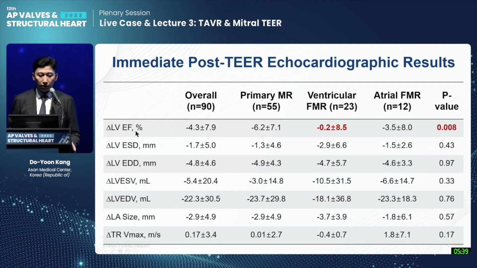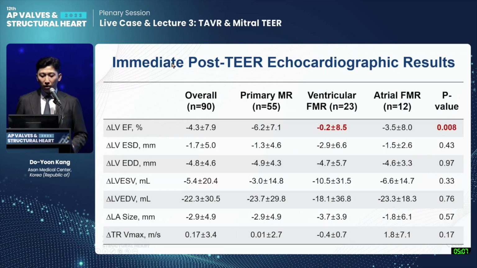And I checked the delta of the LV ejection fraction, and most patients had a reduction of the LV ejection fraction, mostly in the primary MR patients. And the end diastolic volume decreased significantly, about 20 cc after the procedure. Atrial size decreased. However, the immediate post-TEER did not show a significant benefit in TRV max change.